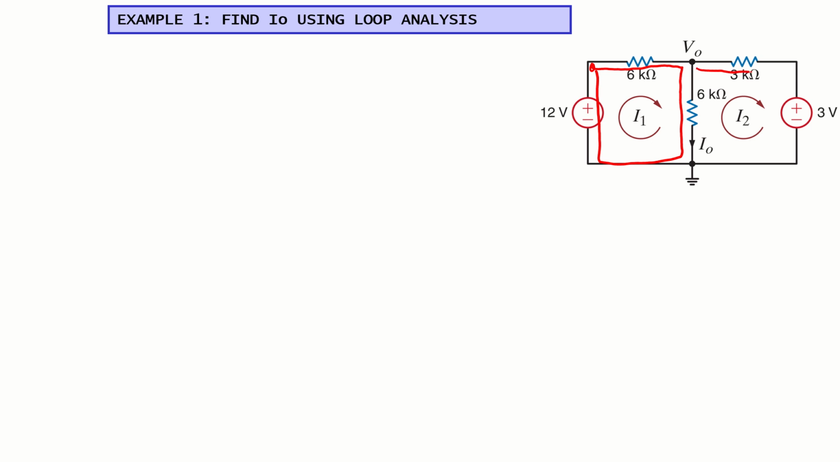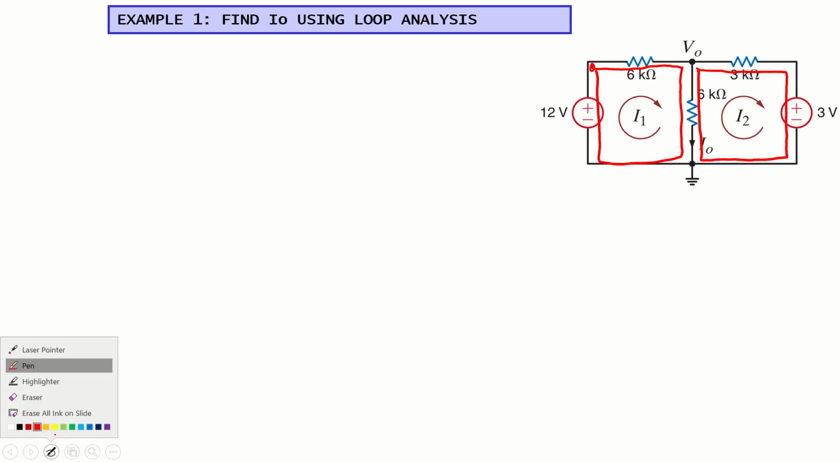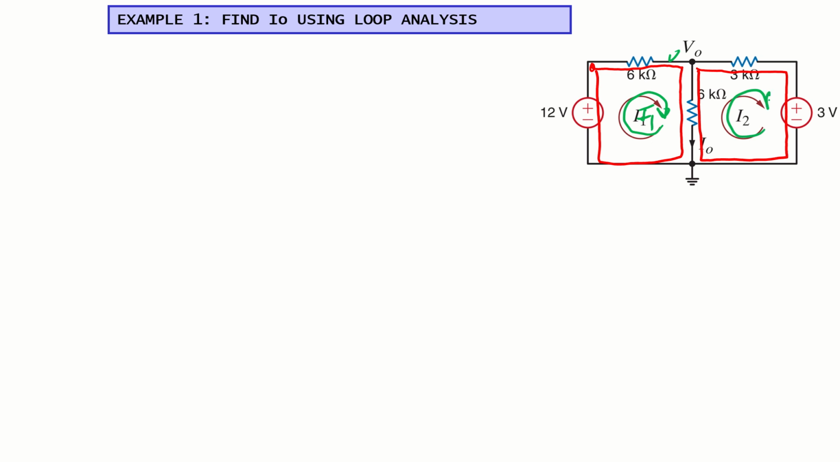Similarly, if I start from here, go back towards this side, then come back here, and then come back here, this is the second loop. So you need to identify how many loops or meshes your circuit has. After that, you define a loop current for each loop. For example, for the first loop, we define the current flowing through this loop as I1, and the current flowing through this loop as simply I2.